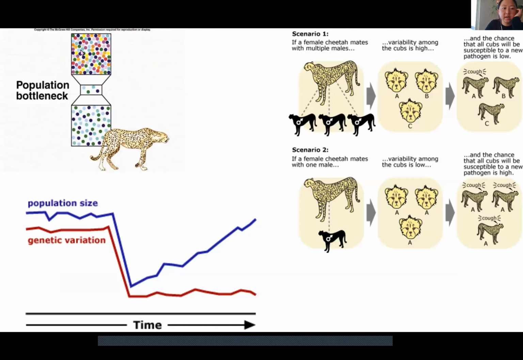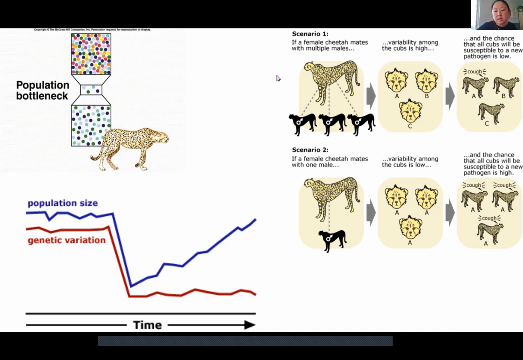So you can see here the bottleneck scenario, where there were a lot of different cheetahs with a lot of different genetic variability, but when it's bottlenecked, only these survive. And so only these types of genetic diversity are repopulating the cheetah population. You can see in this graph that population size and genetic variability are very much intertwined. And when both tank, genetic variation is slow to increase again.